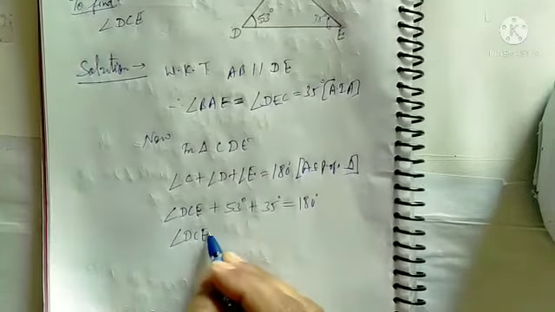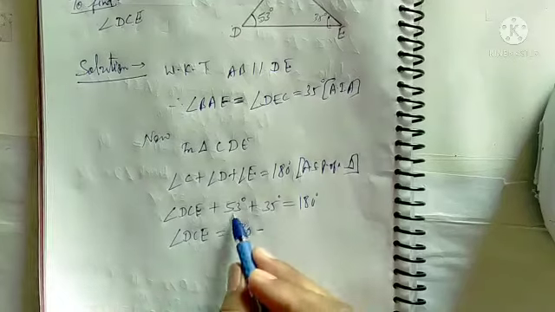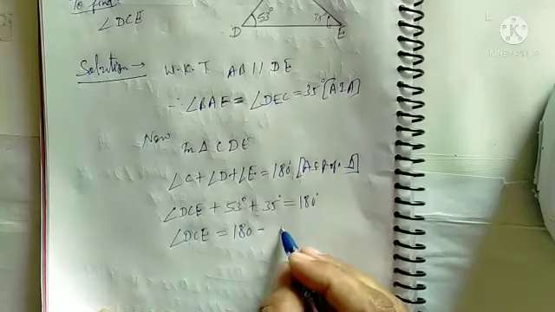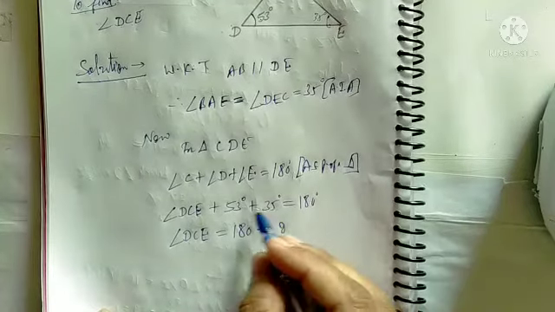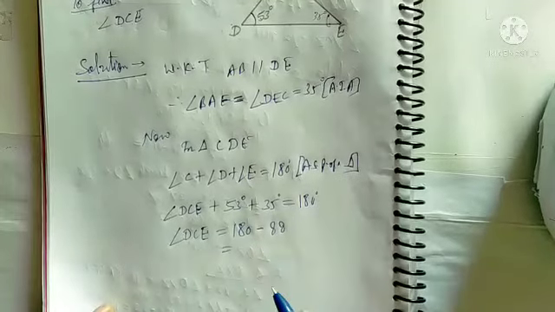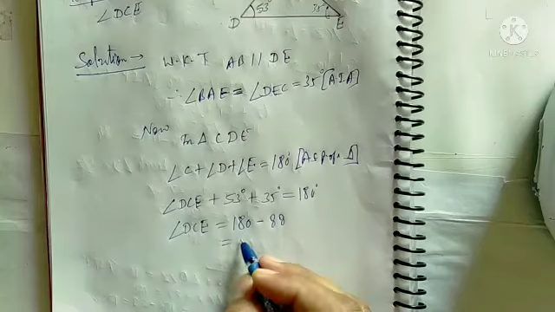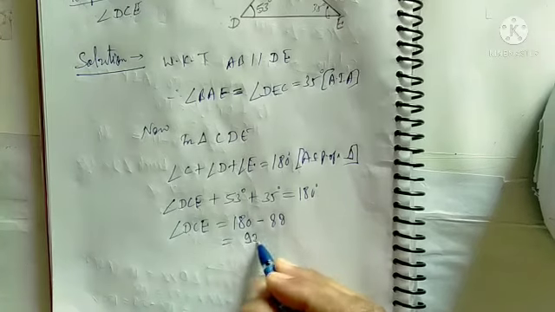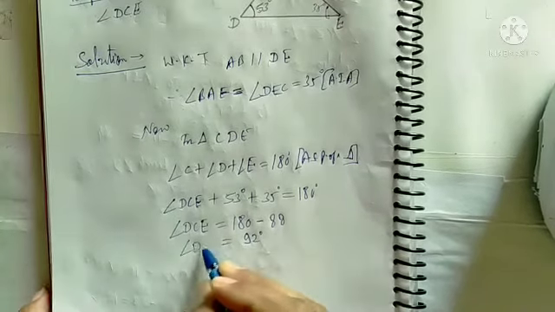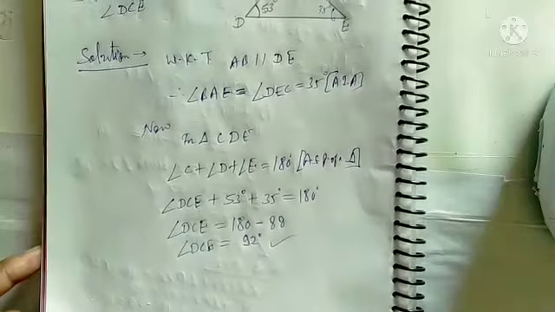Therefore angle DCE is equal to 180 minus the addition of both, which will be 5 plus 3 is 8, 88. So subtract 88 from 180. Then what do you get here? 92 degree. So angle DCE is 92 degree. So simple question.